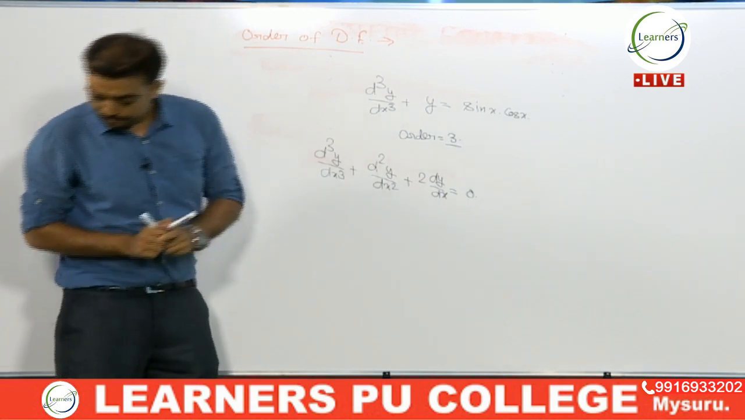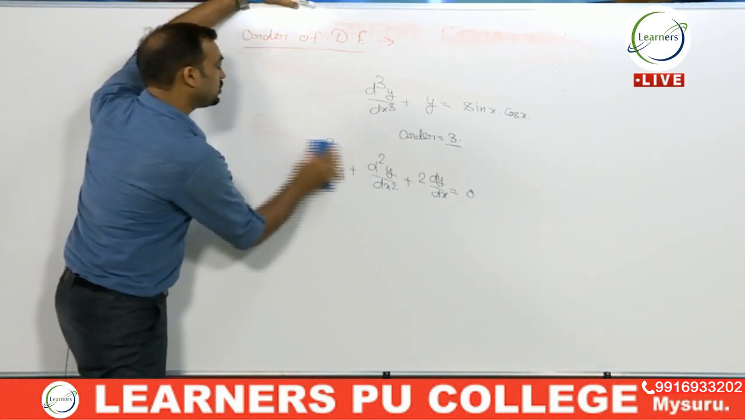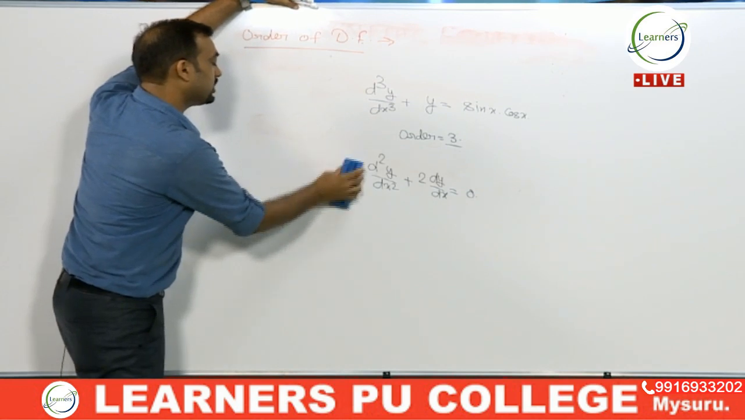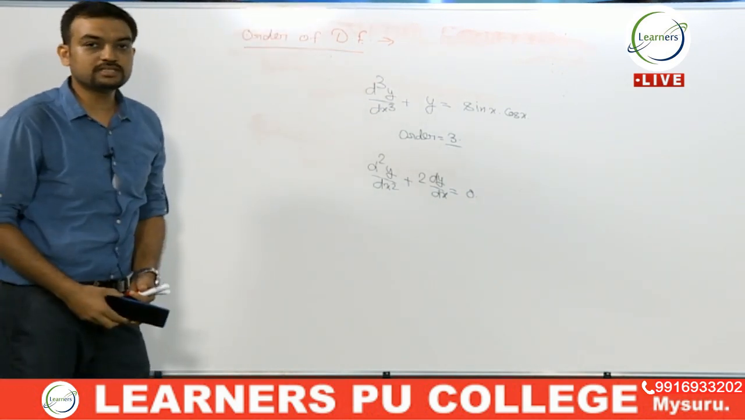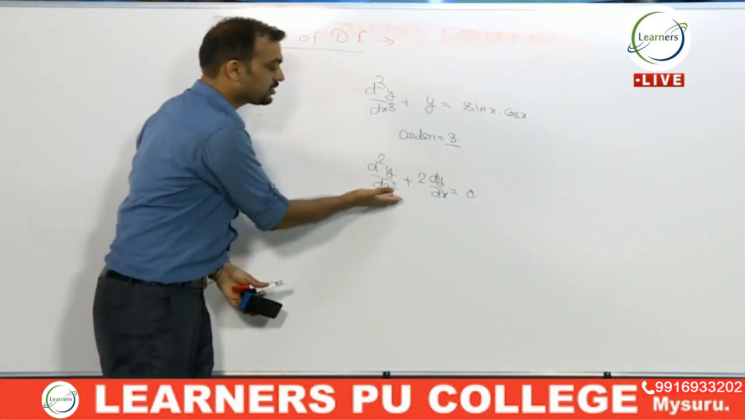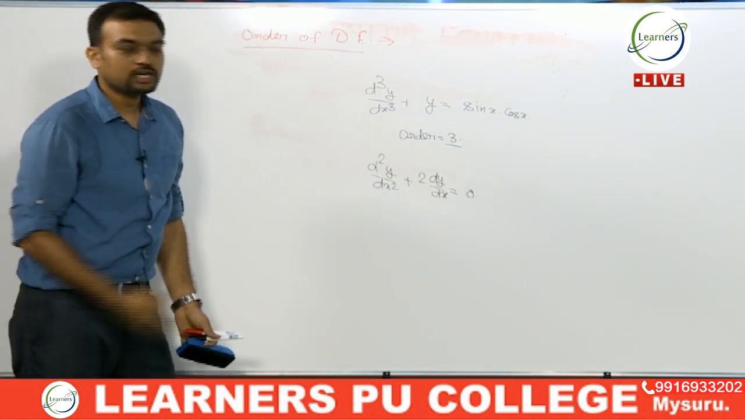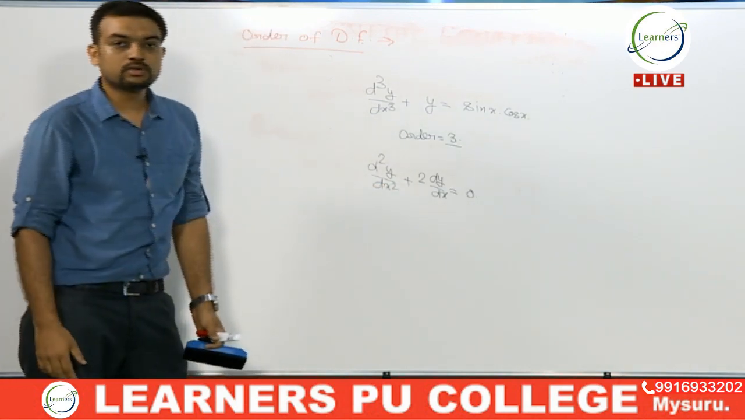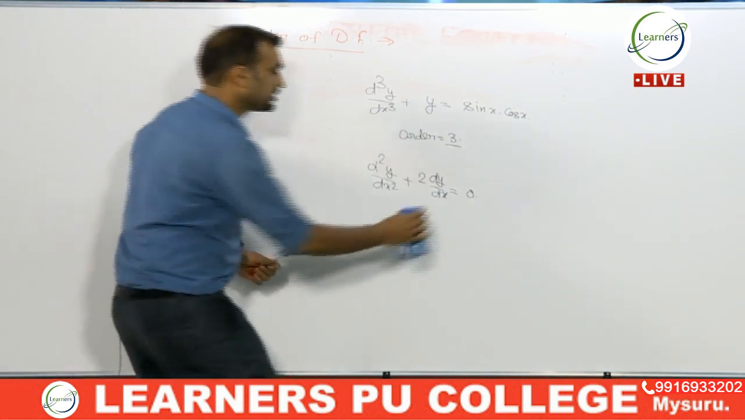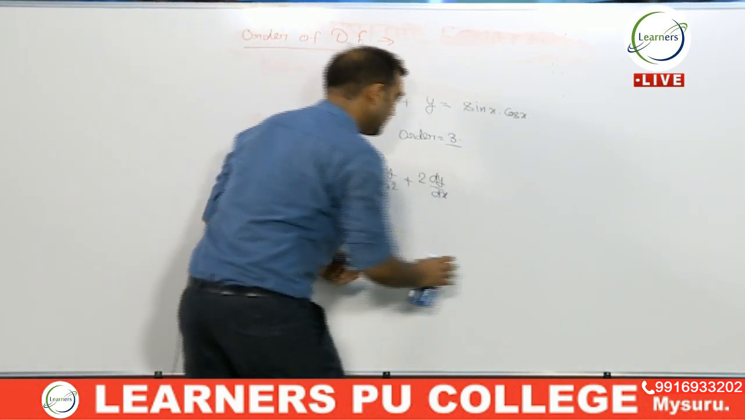Okay. Now if I am saying to you, can you please tell me what is the order now? The order of this differential equation is 2, because the highest order derivative is second order. So we can say the order of this differential equation is 2. Okay. Now suppose I am writing the same differential equation in this way.